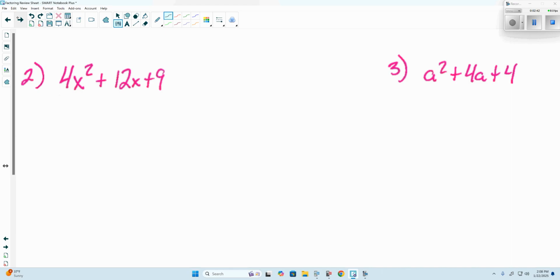So 4x squared plus 12x plus 9. Is there a greatest common factor between these three terms? No. So we move on to our second step, our 2 sets of parentheses with 3 spaces. If the third term is positive, the signs are the same and match the sign of the middle term. If the third term is negative, the signs are opposite. Here, the third term is positive, so the signs are the same and match the sign of the middle term, so we'd have plus and plus.